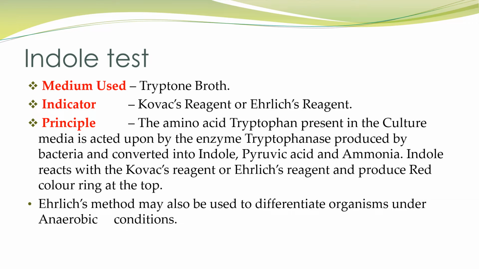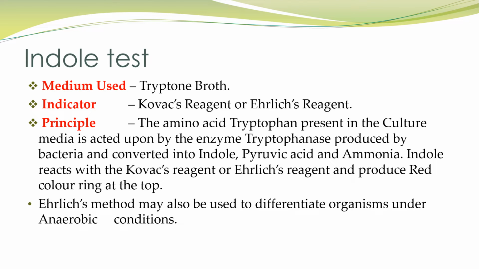The first one is the Indole test, and the medium used for the Indole test is tryptone broth, and the indicator is Kovacs reagent or Ehrlich's reagent. Ehrlich's reagent is mainly used to differentiate anaerobic bacteria. The principle of the Indole test is that in the culture medium the amino acid tryptophan is present, and this tryptophan is acted upon by the enzyme tryptophanase, which is produced by the bacteria and converted into indole, pyruvic acid and ammonia.